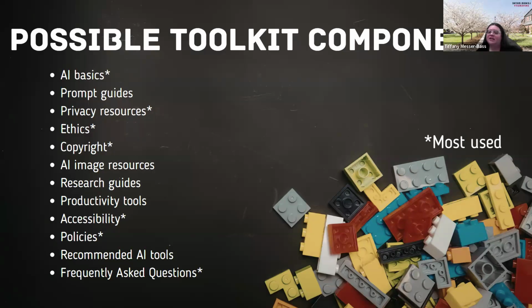Research guides, productivity tools, accessibility is very important. Your policies should be front and center, and then build your toolkit around that. And of course, your frequently asked questions.